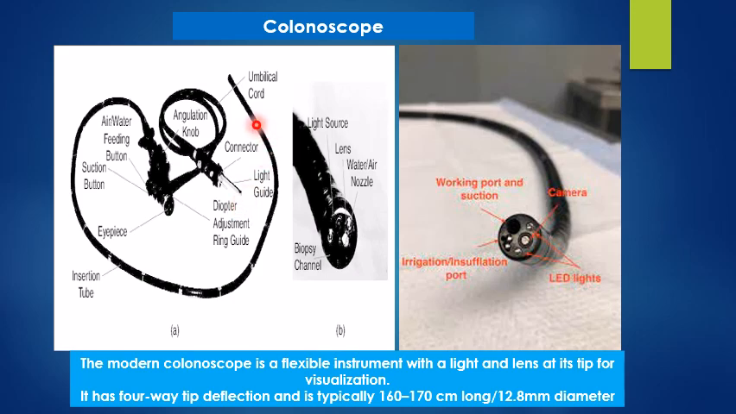Okay, this is a picture of a modern-day flexible colonoscope. It has four-way tip deflection, in four directions, and it is typically 160 to 170 centimeters long and about 12.8 millimeters in diameter. It has four main channels: working port and suction, camera, light source, and irrigation and insufflation, which is very important to give proper visualization of the lumen of the colon.